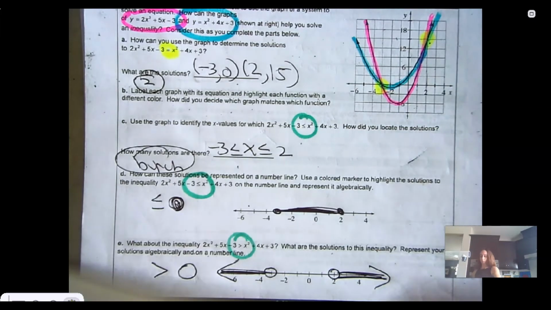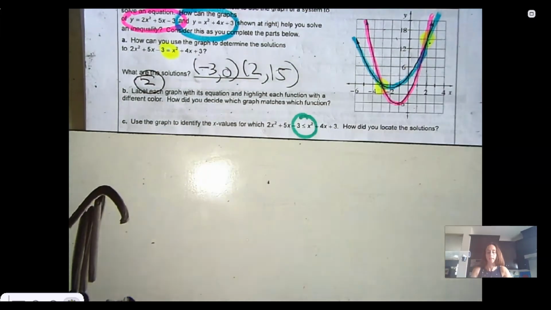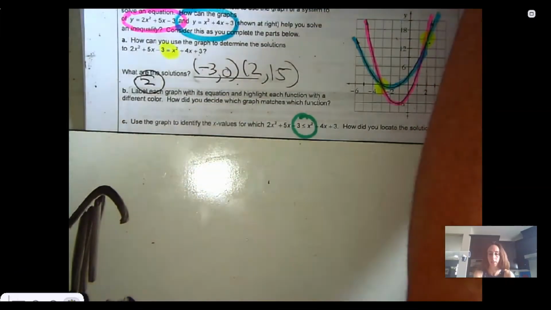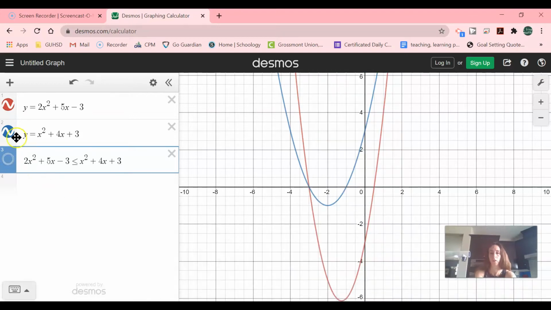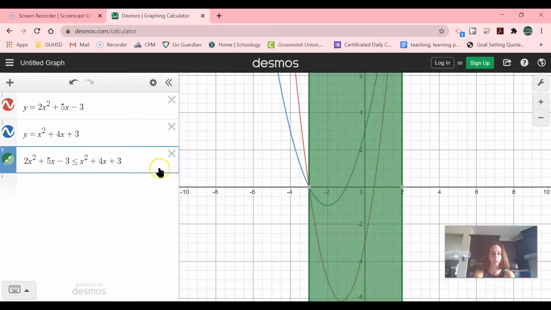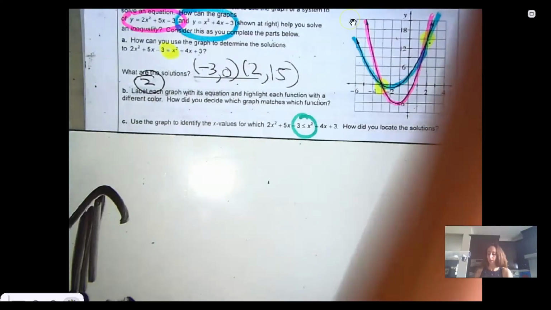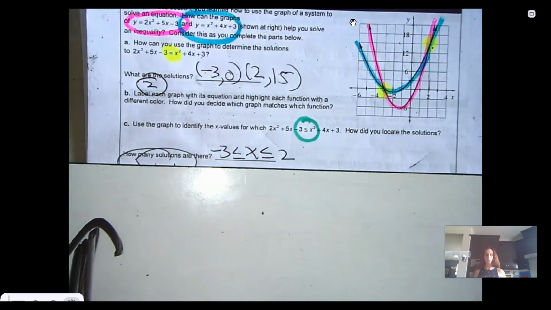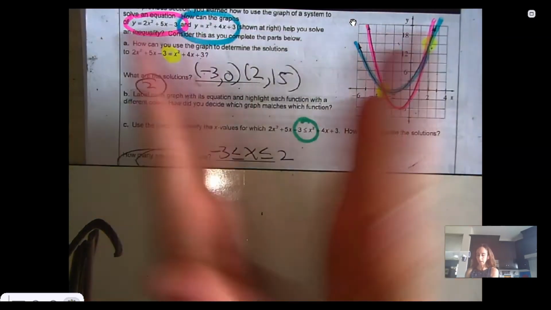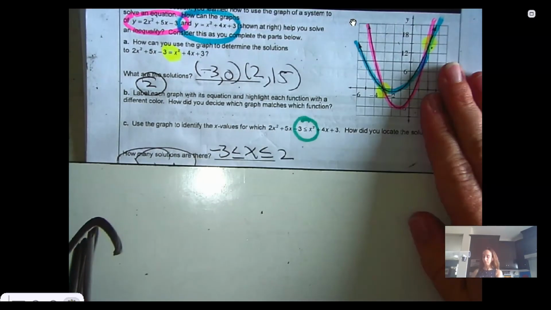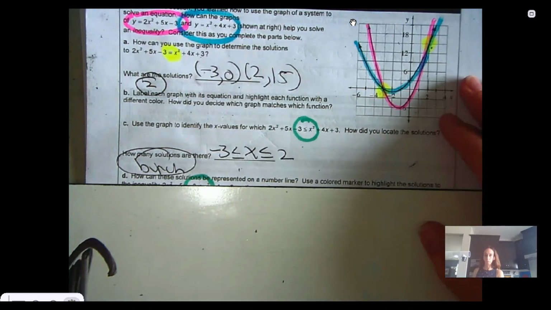So what I did, pretend you're not seeing that, is I went over to Desmos and I did just that. I graphed it, okay? So I want you to look. Here's the first equation, the second equation. Now I took this and I put that. Look at that, it turned green. And look at this, it's green from -3 all the way to 2. So I expressed that answer as -3 is less than or equal to x, which is less than or equal to 2. It is between -3 and 2. How many answers did I get? I got a bunch of them.